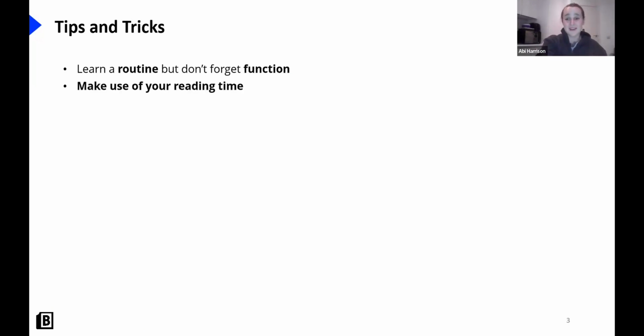Make use of your reading time. When I first started doing my OSCEs in 3rd year, I would write out my full examination in the couple of minutes that I had before an OSCE station. I don't think that was the best use of my time, although it did help when I got to the end of a station and I could flick through it and find anything I missed.